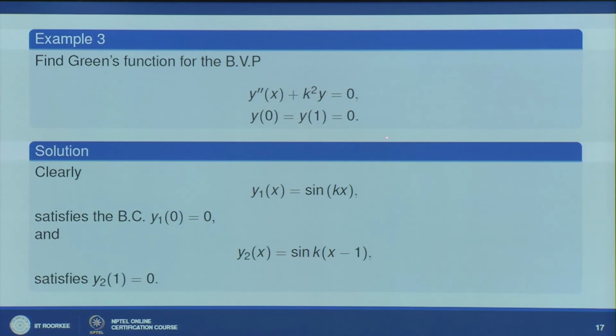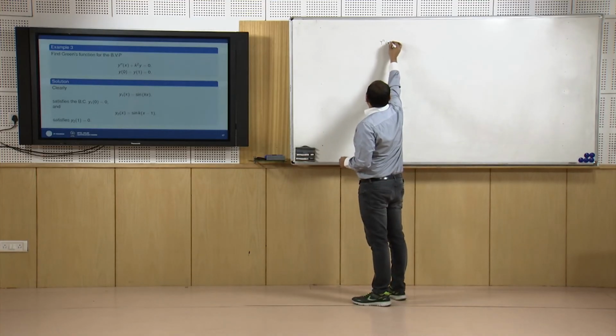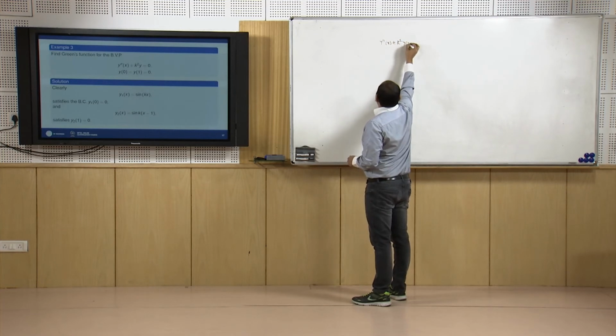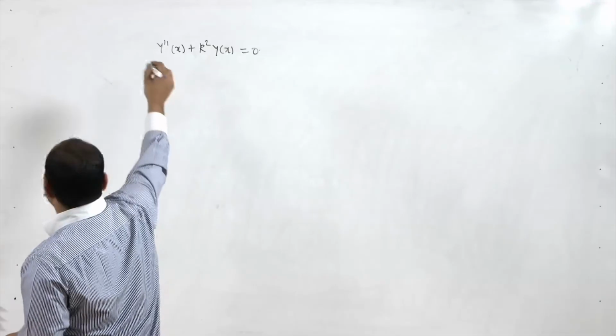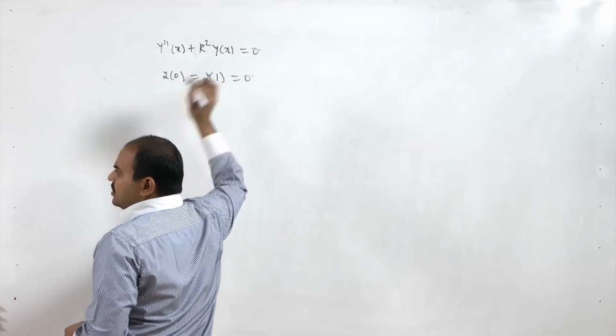y(0) = y(1) = 0. If you look at it, we can find the solution, and the solution is given by sin(kx). Now if we use the boundary condition that y(0) = y(1) = 0, then the solution given is 0. Let me show it here. This is your y''(x) + k²y(x) = 0, where y(0) = y(1) = 0.